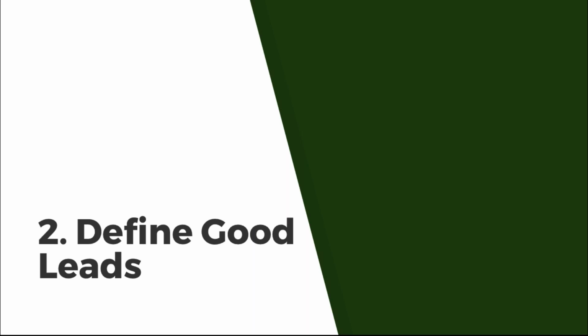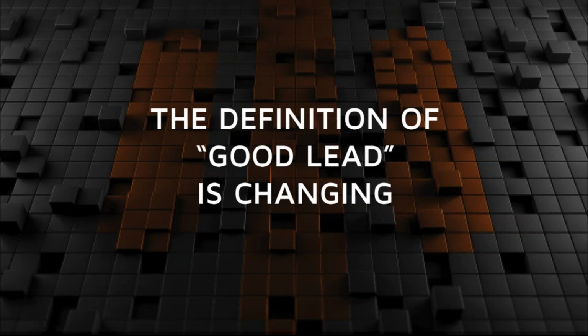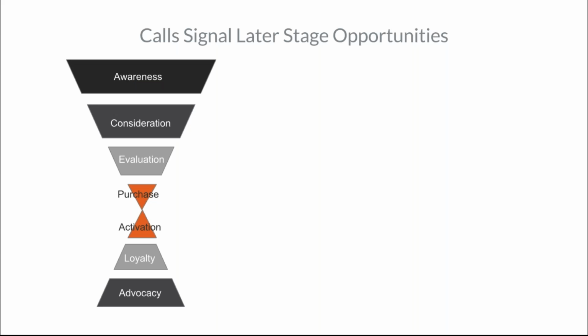Value number two is really defining good leads. And in my world, I would say the definition of a good lead is changing, and let me tell you why. Most of the people that I talk to, when they think about leads, they think about the awareness stage, the top of the funnel. That's where they're thinking about their leads. And I would consider those not leads. I'd consider those prospects. And if you are a marketing automation person, it's the difference between a lead and a marketing qualified lead.